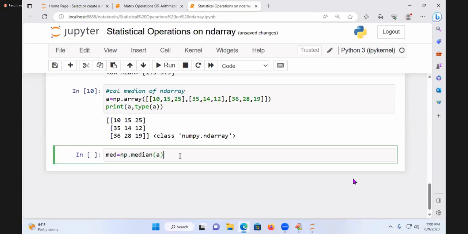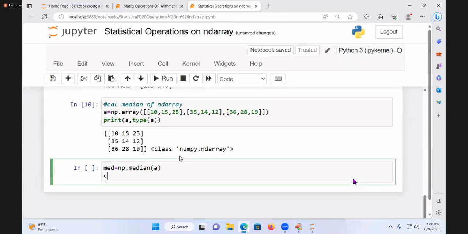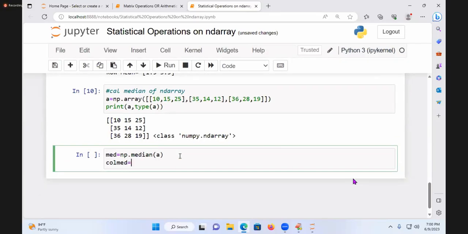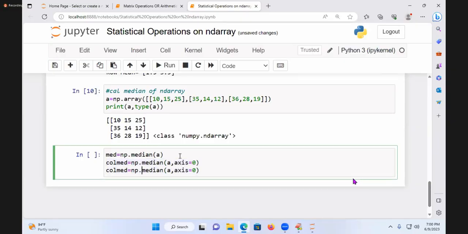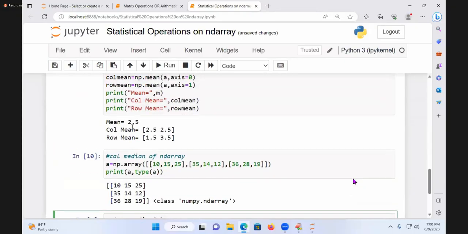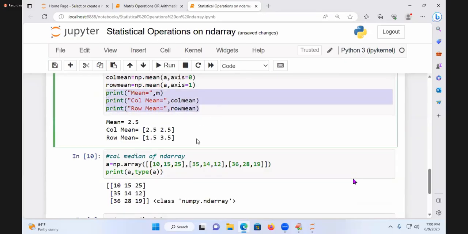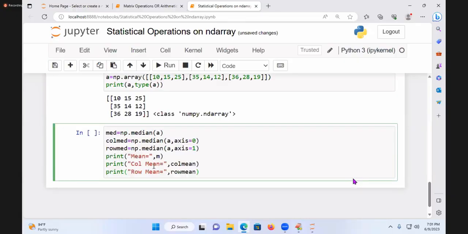Remember that 19. Now you can write column median is equal to np.median of A comma axis is equal to 0. Similarly, I will write row median is equal to np.median of A, axis is equal to 1. This part I will calculate. I will print it, and once I print the row median, I will explain once again.